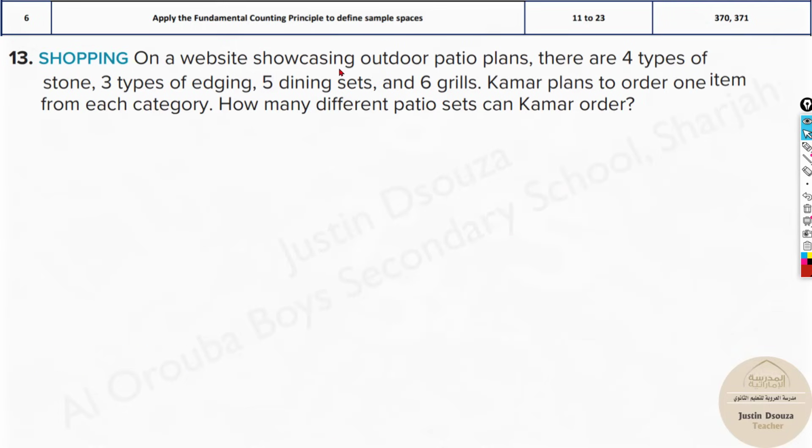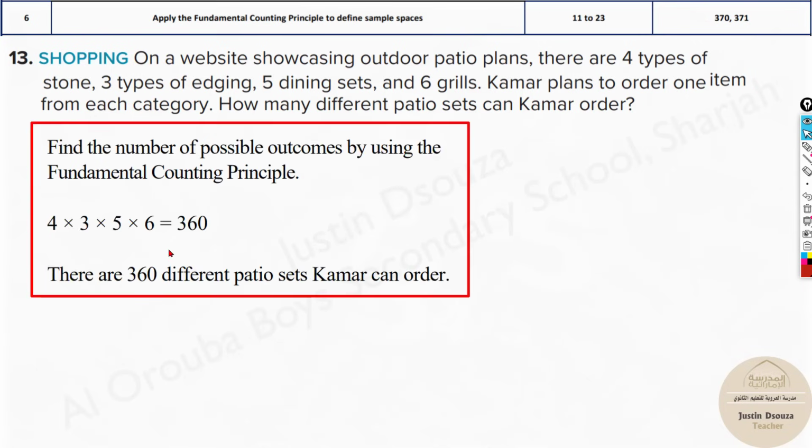On a website showcasing outdoor patio plants, there are 4 types of stones, 3 types of edging, 5 dining sets and 6 grills. Kamal plans to order one item for each category. How many different patio sets can Kamal order? All he needs to do is multiply all the different categories. That is 4 times 3 times 5 times 6. That would be the answer.